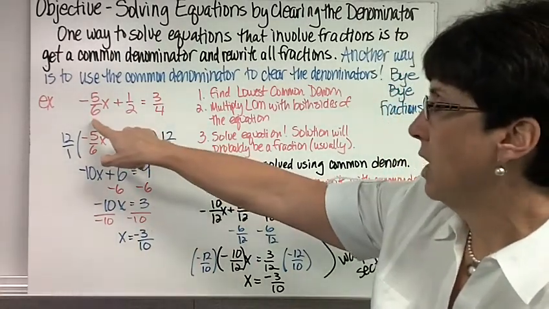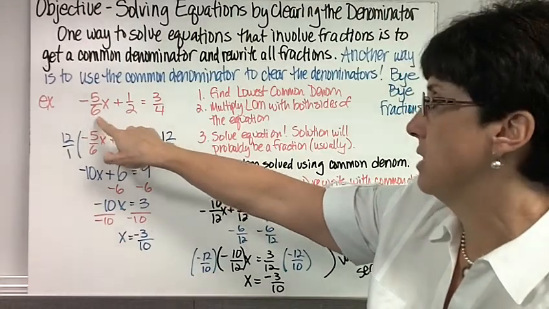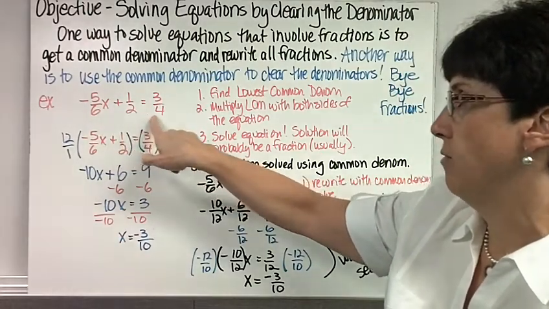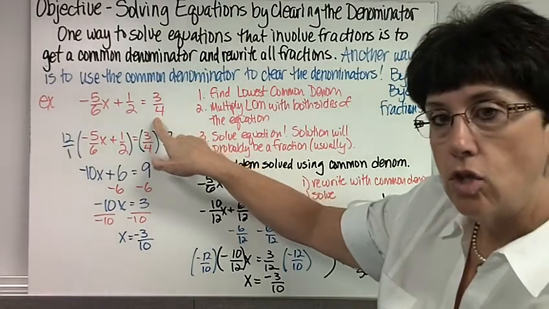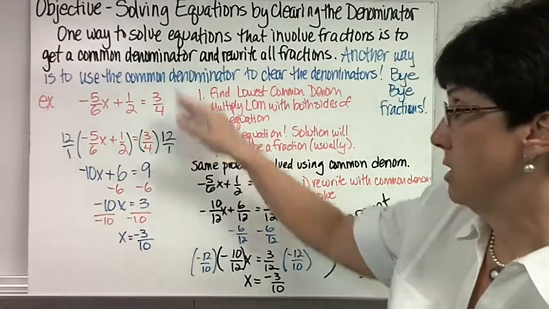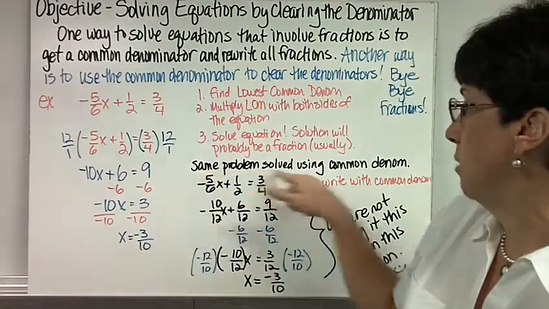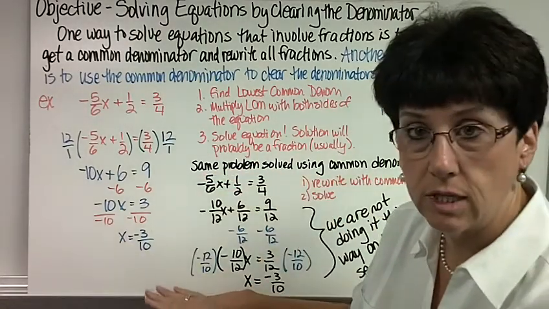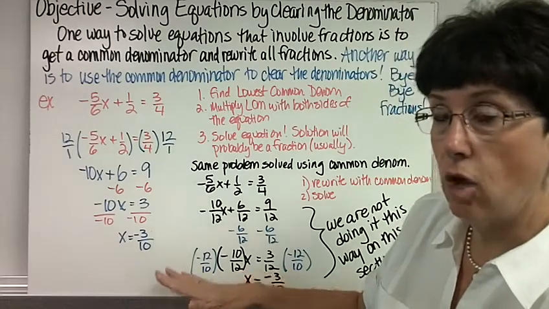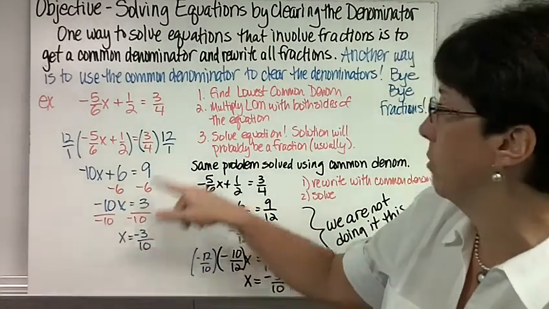So here is our problem. Negative 5/6 times x plus 1/2 equals 3/4. I'm going to tell you the steps and do the problem this new way, clearing the denominator, and then I'll do the same problem using the common denominator so you see it gets the same answer, and hopefully you'll see it's a little bit easier to clear the denominator.